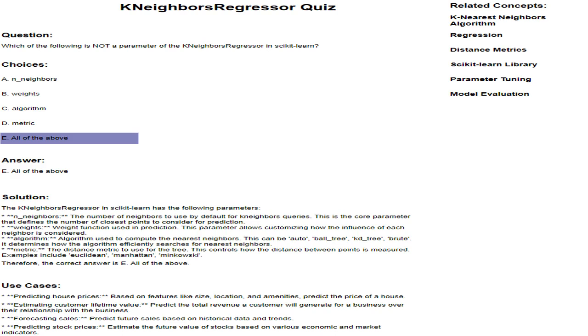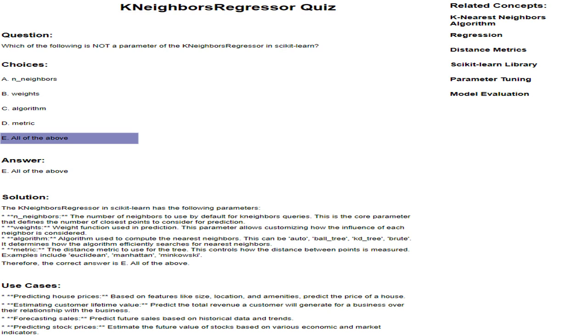Parameter tuning: the process of adjusting the hyperparameters of a machine learning model to optimize its performance on a given task. This involves finding the best combination of parameter values that minimize the model's error or maximize its accuracy on unseen data. Improving the accuracy of a classification model by finding the optimal number of trees in a random forest or the learning rate in a gradient boosting model.